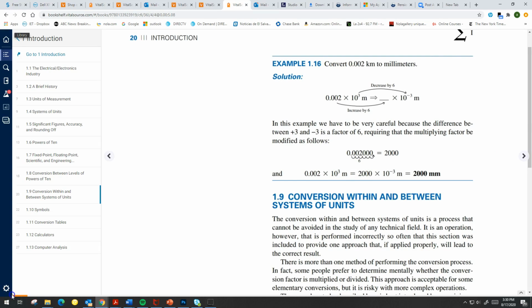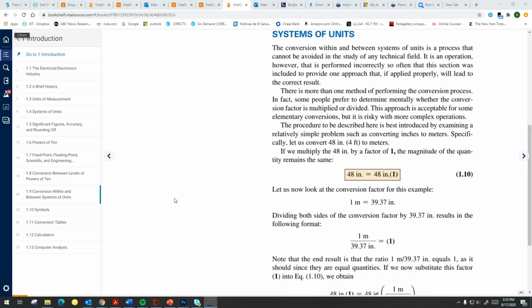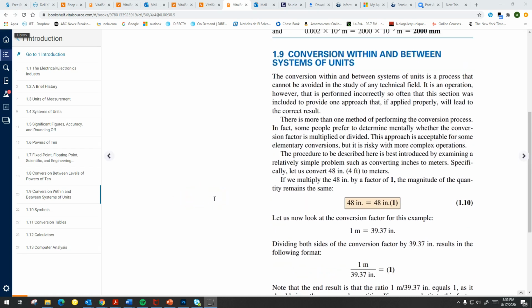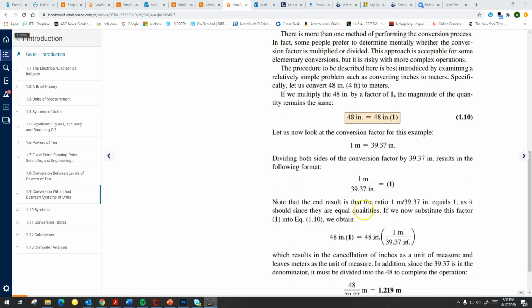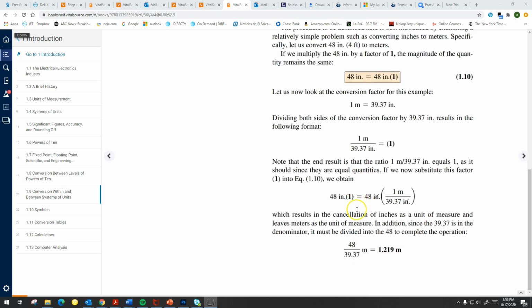Okay, guys. The only other section left in this chapter has to do with the conversion within and between systems of units. I'm really not going to cover it. This is something that you probably know from your college math. But it's important that you know how to do this kind of thing, right? To convert, if you want to go from inches to feet or from meters to feet or vice versa, whatever. That's the kind of thing that this unit deals with.